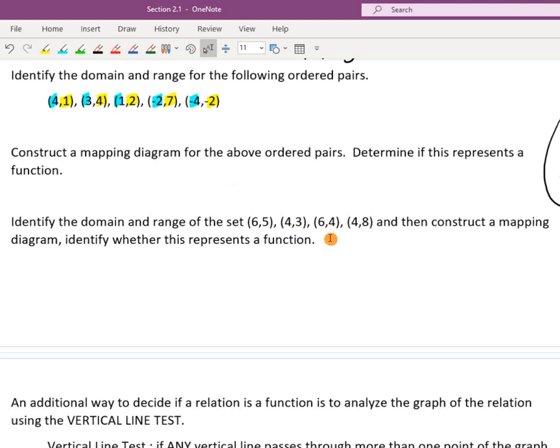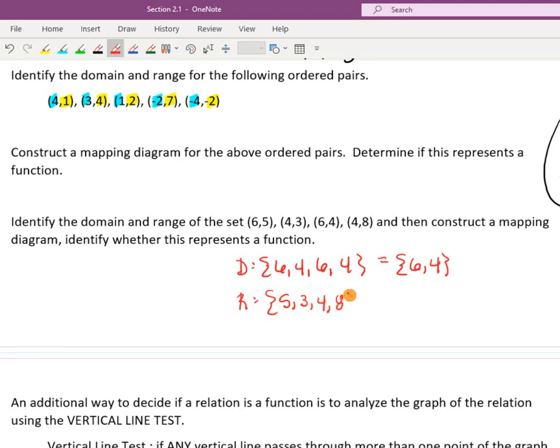Here it says identify the domain and range for these. So again, domain 6, 4, 6, 4. Now, generally speaking, we don't like to repeat when we write our domain, so we're just going to write 6 and 4. And then the range is 5, 3, 4, and 8.